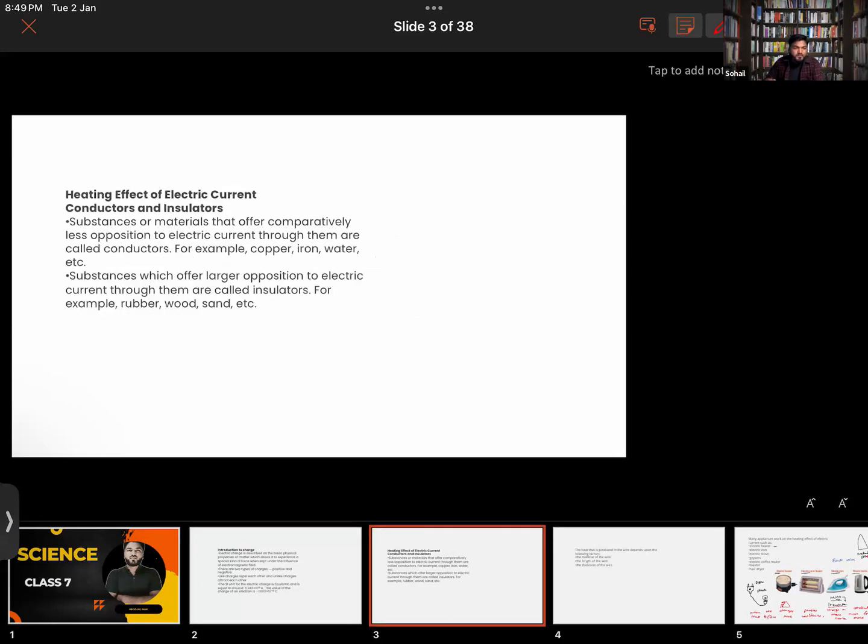And then we saw that there are two types of materials, conductors and insulators. One allows the flow of current, and one restricts the flow of current. Those are called conductors and insulators.